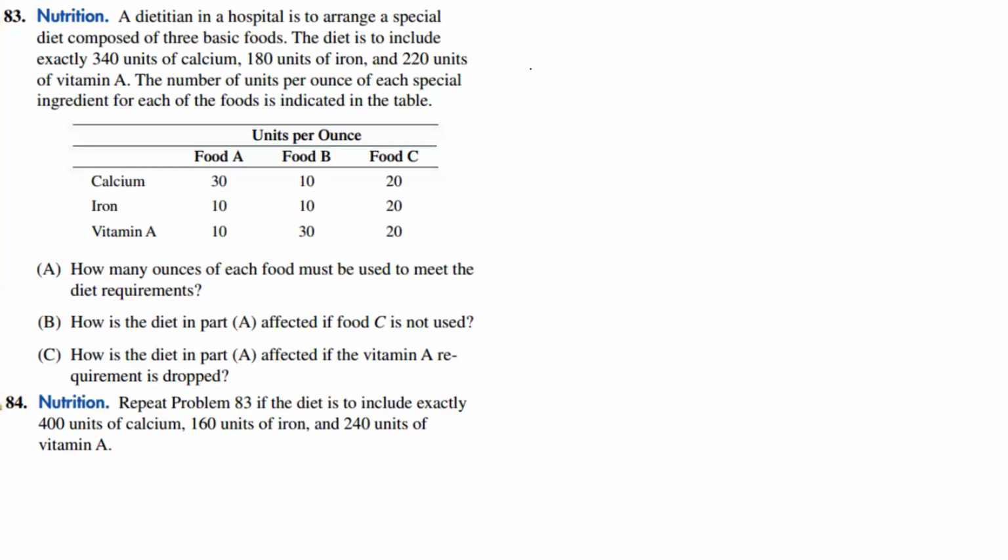Well, let's first let x equal food A. Let's let y equal food B, and let's let z equal food C. Now you could have said A, B, C as well, but x, y, z, A, B, C doesn't matter. All right, and we're supposed to have the 400 units of calcium, 160 units of iron, and 240 units of vitamin A. All right, so how are we going to do that?